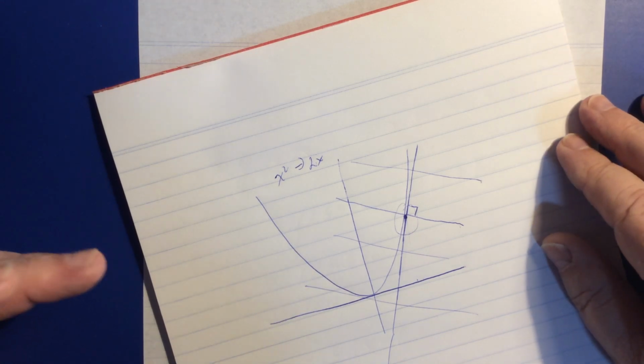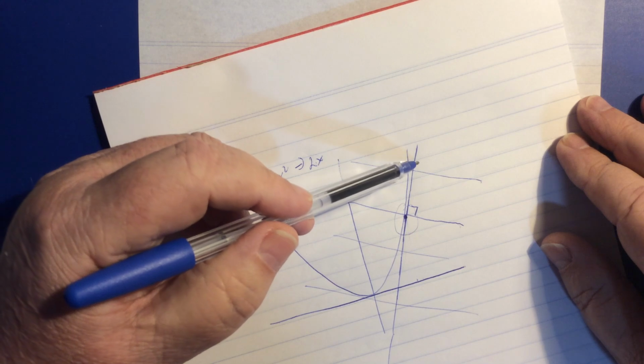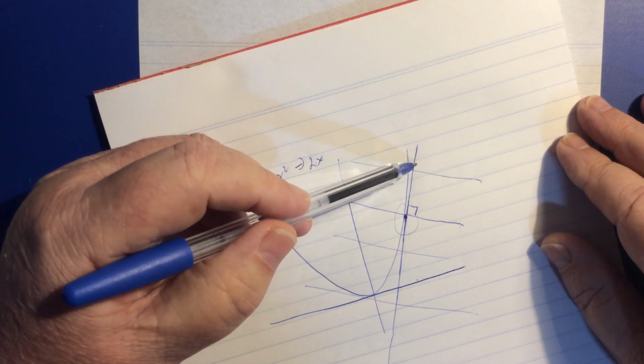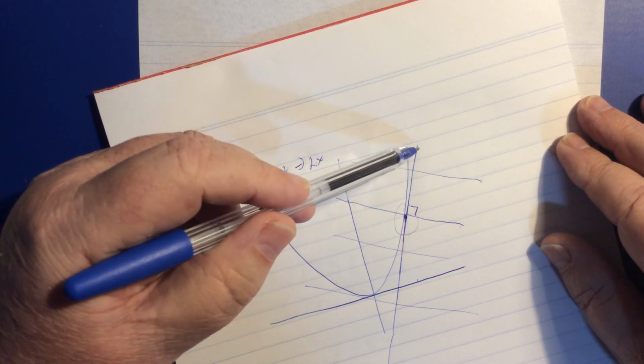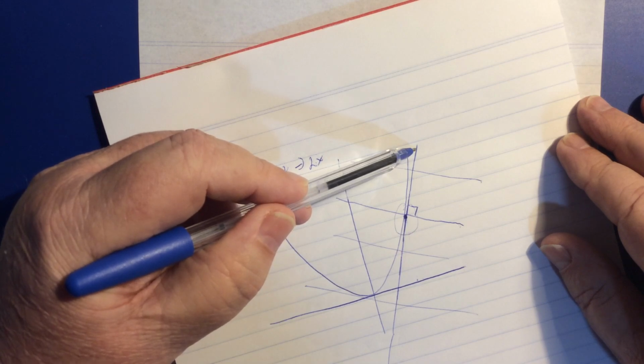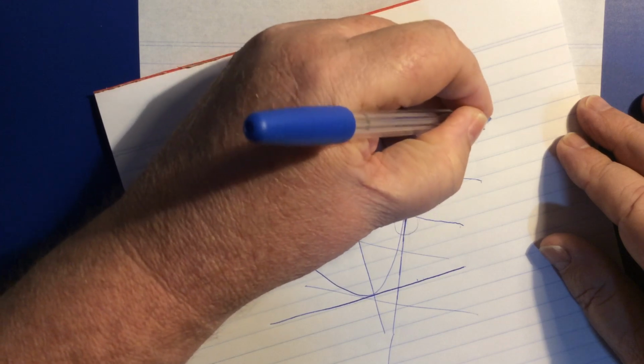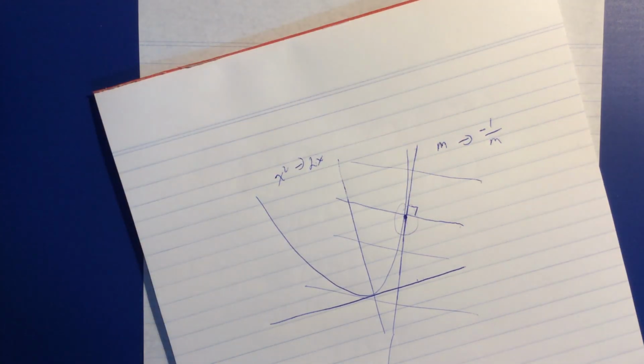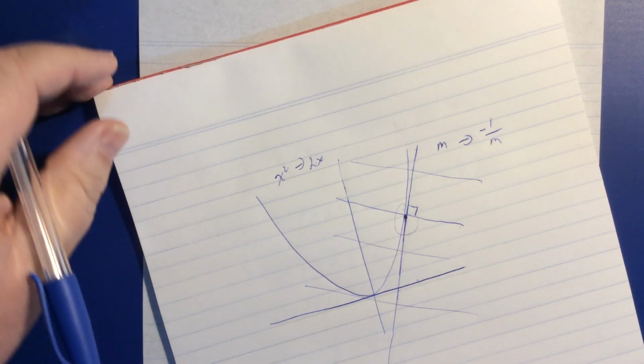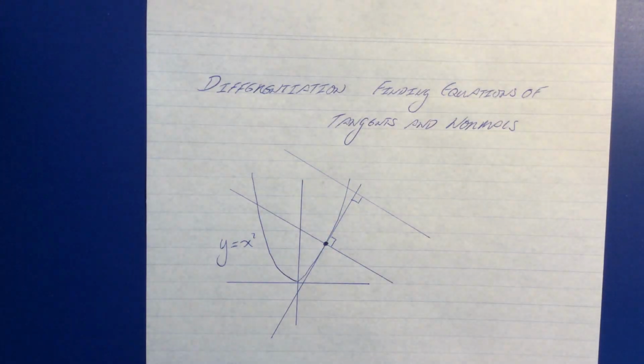It's the same process. What you have to do is take the gradient of this, which is m, and make it -1 over m. Okay, so that's the rough outline. Let's do one.